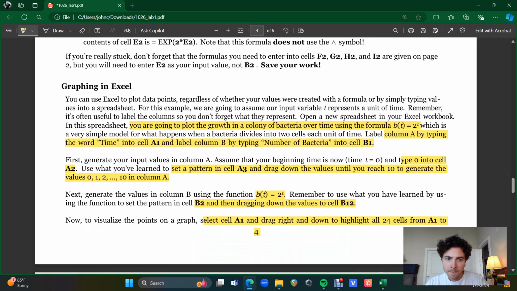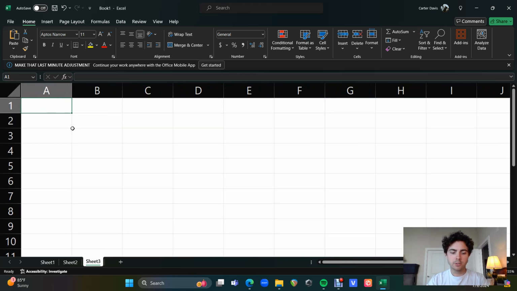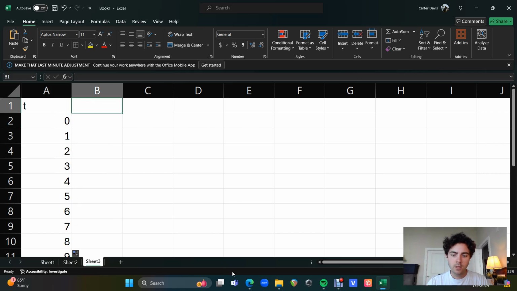So, graphing in Excel. They have us just do a random formula here. Open a new spreadsheet. Okay, time from 0 to 10, and then 2 to the t. I'm just going to do another sheet, that's just easier. So I'm going to do t from 0 to 10. I'm going to do my 0, 1 pattern method, and then just highlight those and drag it down to 10, just like that.